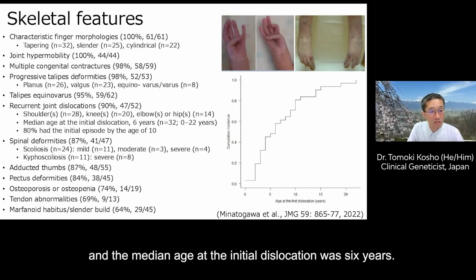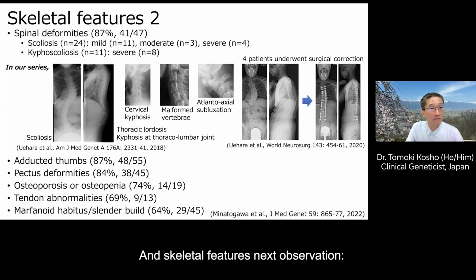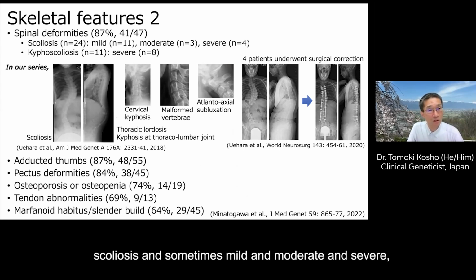The median age at the initial dislocation was 6 years, and 80% had the initial episode by the age of 10. And the next skeletal observation: spinal deformities in 87%, scoliosis, sometimes mild, moderate, or severe, and kyphoscoliosis, sometimes severe.